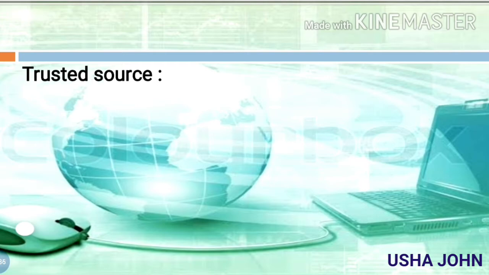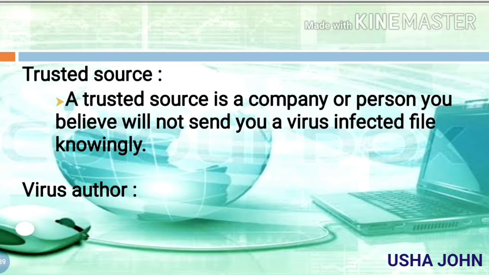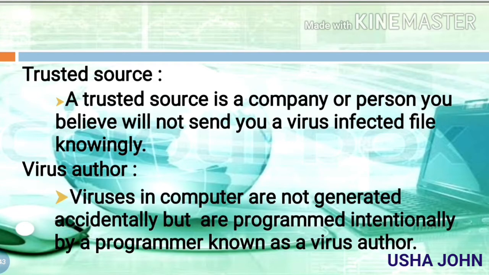Next, here we should know two terms, that is trusted source and virus author. What is a trusted source? A trusted source is a company or person you believe will not knowingly send you a virus infected file. That is a known person. Trusted source means the message or mail comes from a known person. Virus author: viruses in a computer are not generated accidentally, but are programmed intentionally by a programmer. That programmer is known as a virus author. Those who write a virus program are called virus authors.